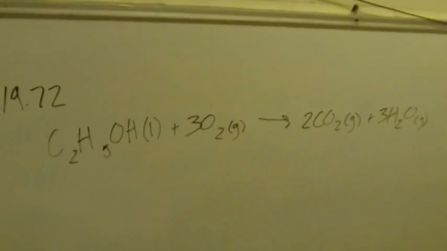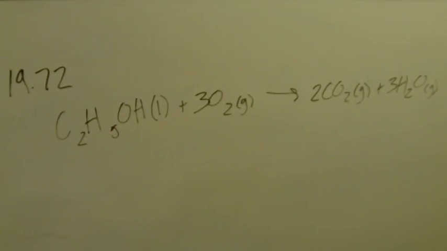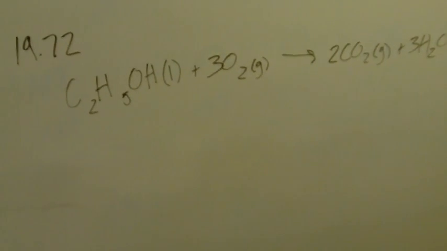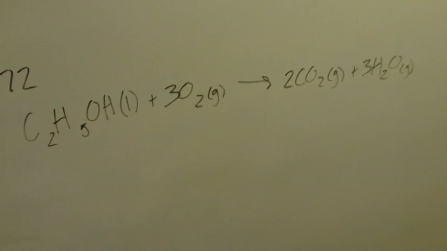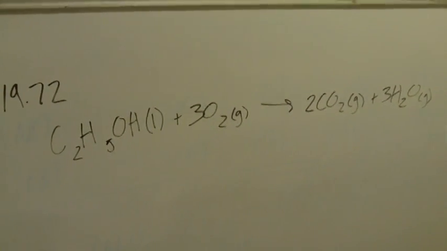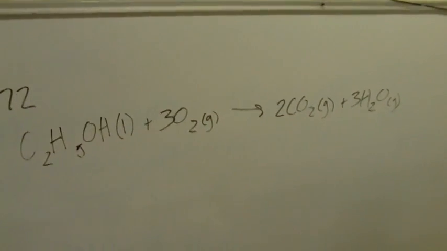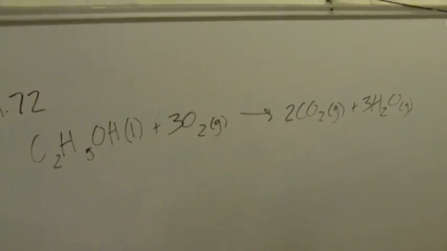19.72. Gasol is a mixture of gasoline and ethanol, grain alcohol. Calculate the maximum work that can be obtained at 25 degrees Celsius and 1 atm by burning 1 mole of gasol. This is the given equation. So they're asking for work.